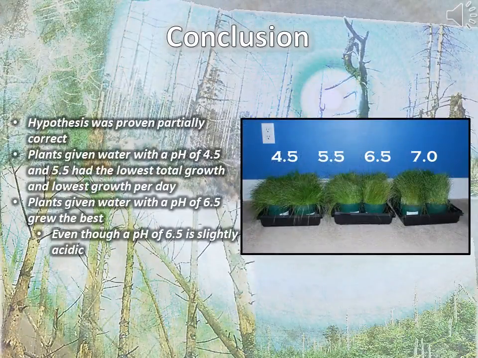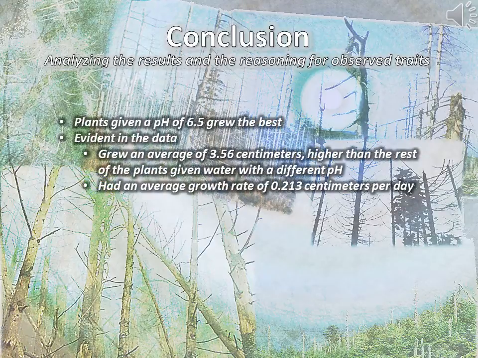After analyzing the graphs, plants given a pH of 6.5 grew the best, with an average total of 3.56 cm, higher than the rest of the test group. It also had an average growth rate of 0.21 cm per day. So the hypothesis was proven partially correct.